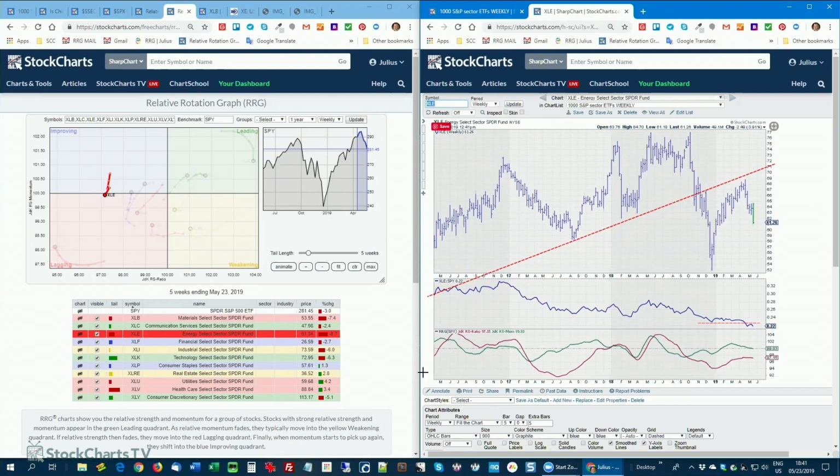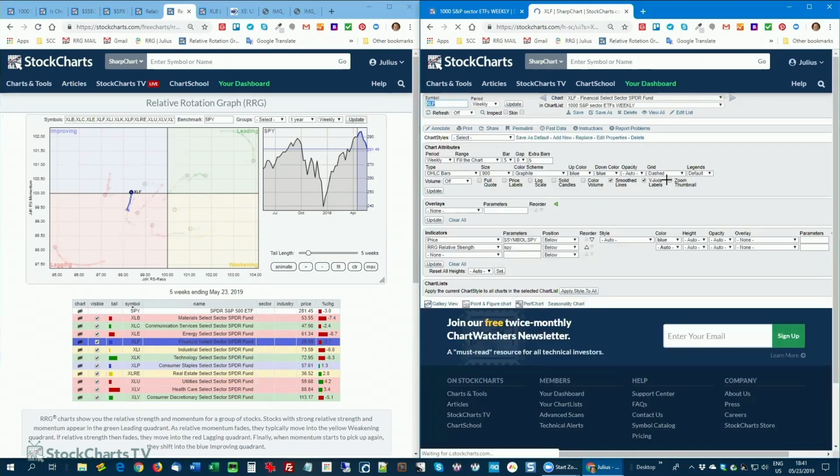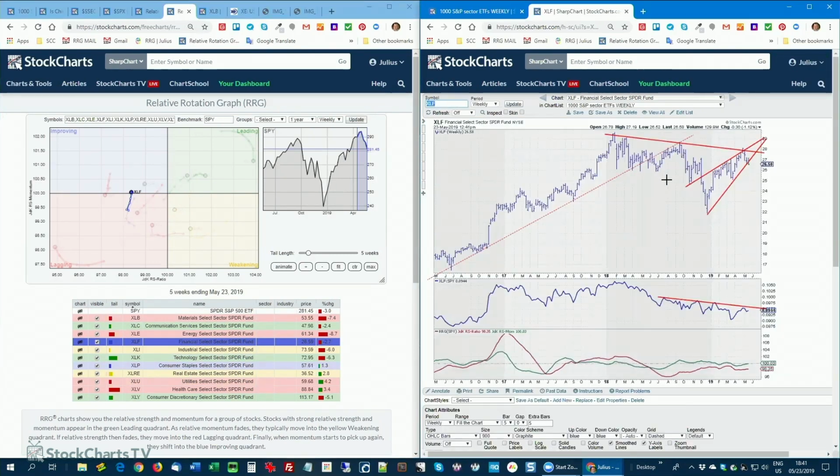That's an underperformer. For the financials, different story, moving from leading into improving. Question is, how sustainable is that move? You see that it has a short tail, so there is not a lot of power behind that move, and the move is pretty much only vertical. It's only gaining on that RS momentum scale, and it's not picking up a lot of relative strength.